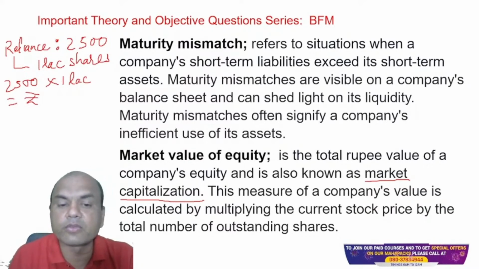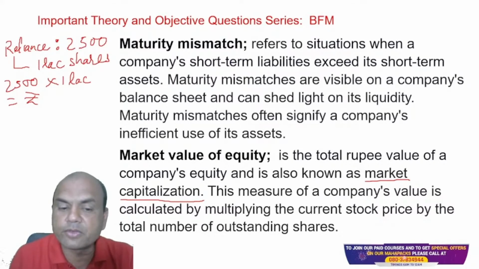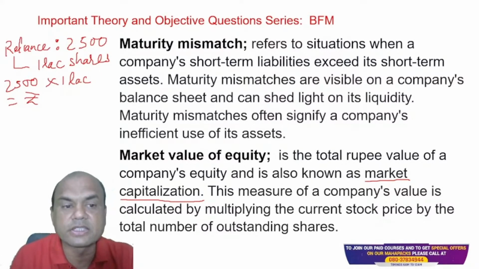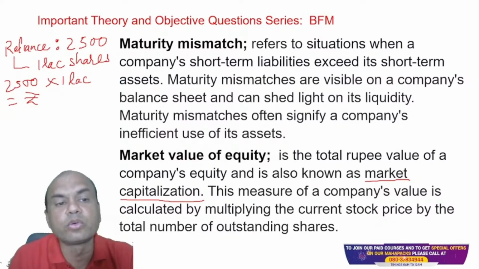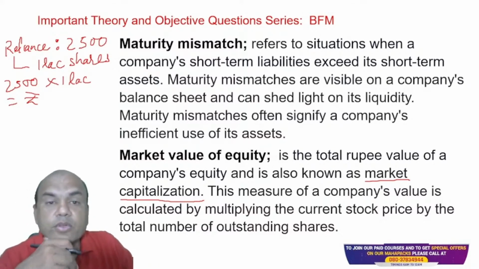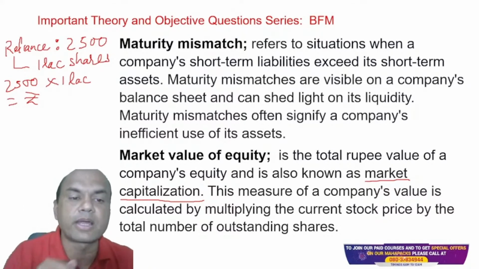Total rupee value of the company's equity. The measure of a company's value is calculated by multiplying the current stock price by the total number of outstanding shares. See this, we have done the same thing. Current market price into the total number of outstanding shares. How many shares have been issued in the market? That is known as outstanding shares. Got it?